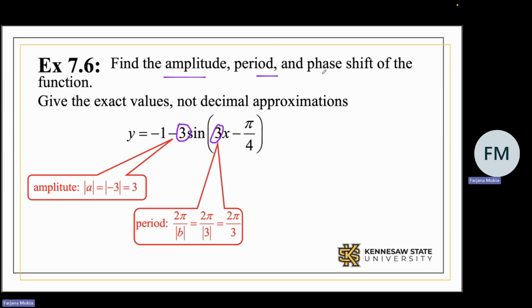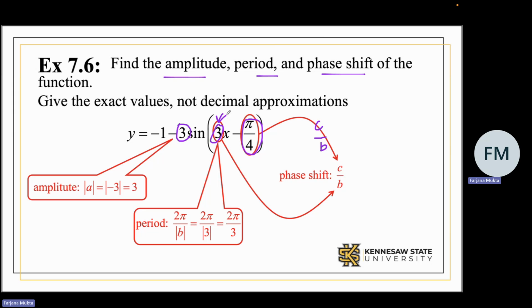Finally, the phase shift. For the phase shift, what do we do? We calculate c divided by b, right? Here c is pi over 4 and b is 3. So for the phase shift, we divide pi over 4 by 3, right? So pi over 12 is the phase shift.